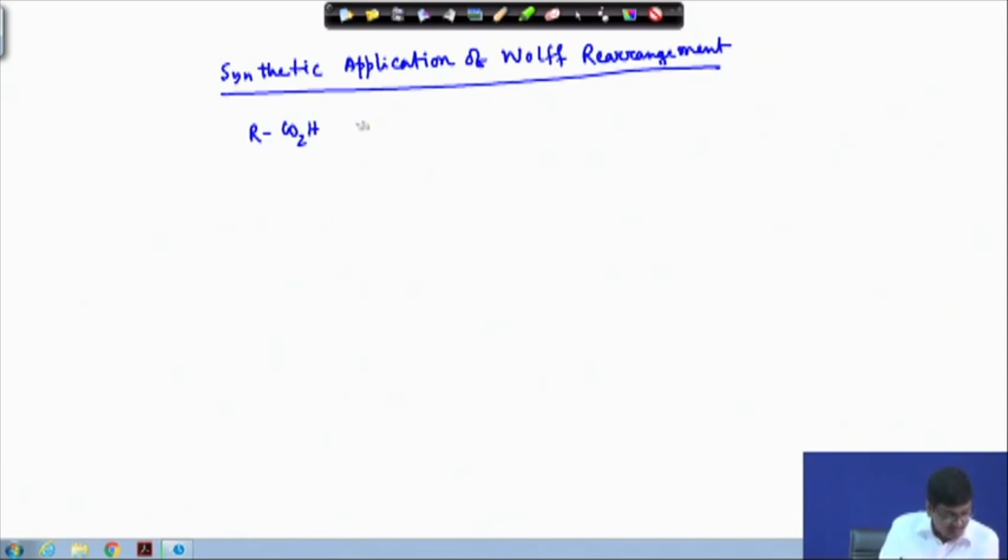Now, one carbon homologation of this carboxylic acid is the main synthetic application of the Wolff rearrangement. As per example, if you start from here, we finally get this one. So, how are we doing that?